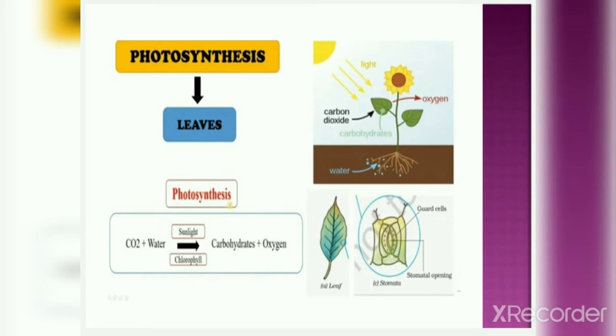On the surface of the leaf there are very tiny pores or openings called stomata, and these stomata help to absorb carbon dioxide from the air and release oxygen into the air. Basically, it helps in gaseous exchange. You can see this process in the picture and observe these things in this figure.